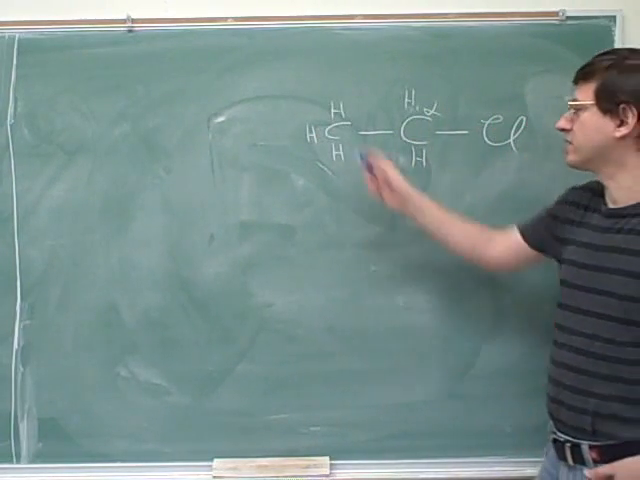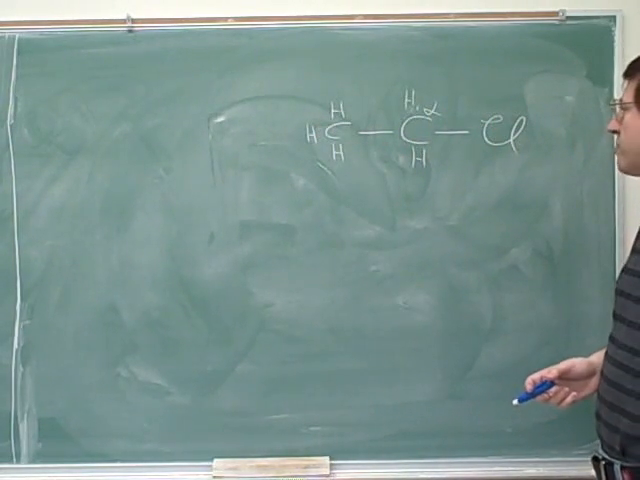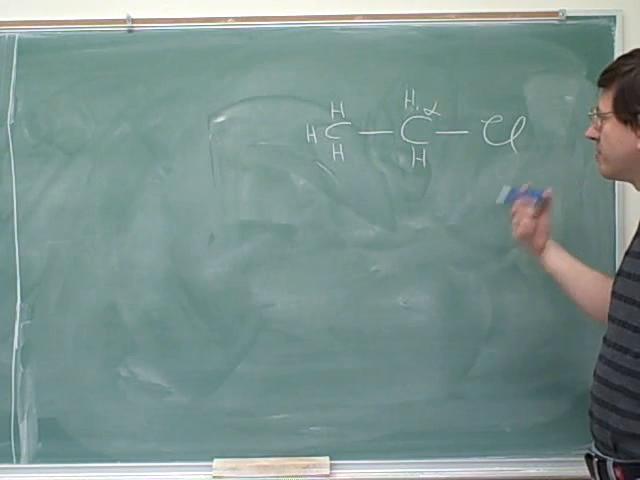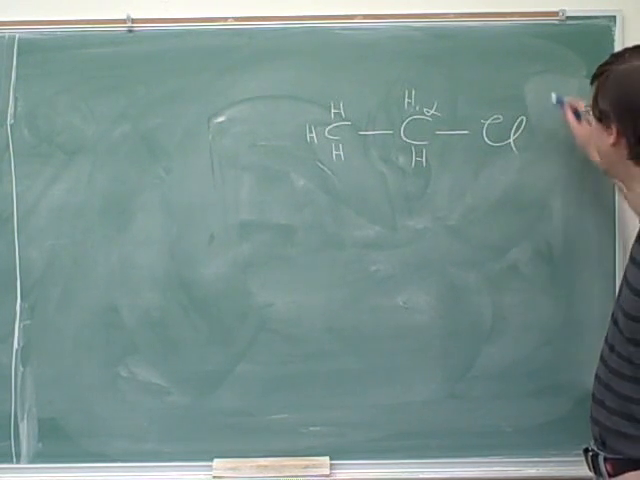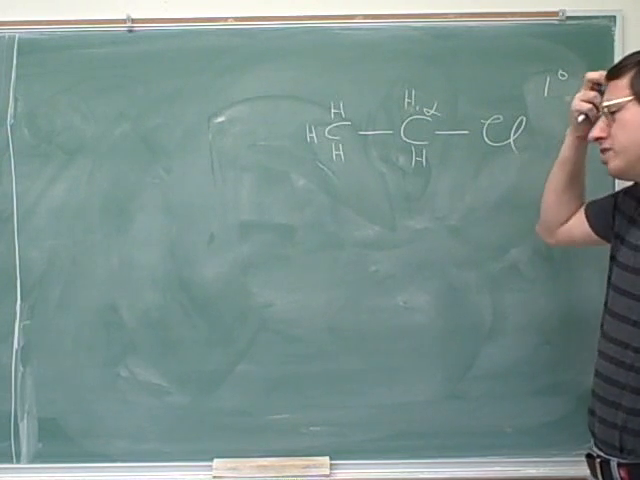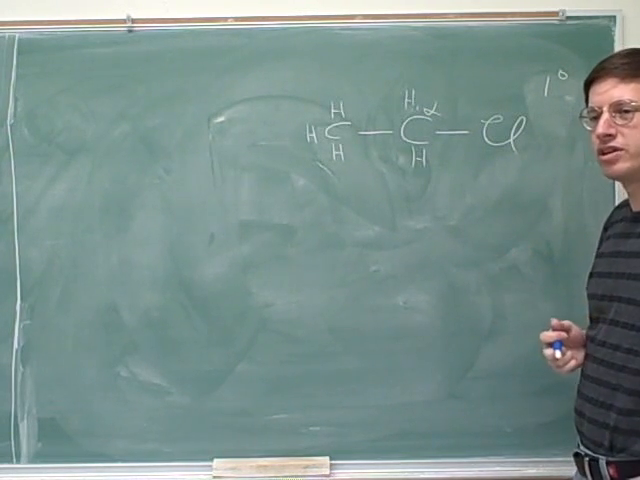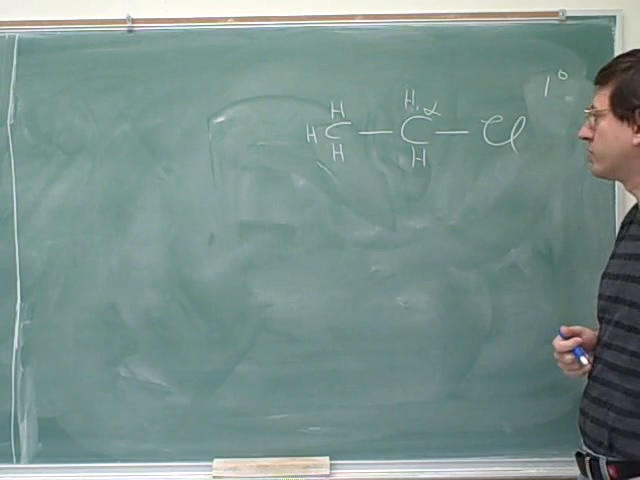All right, now I made this into an ethyl group. So what type of alpha carbon do we have now? Methyl, primary, secondary, or tertiary? Primary. So did we just get a little bit better for SN2 or a little bit worse? Worse. A little bit worse.